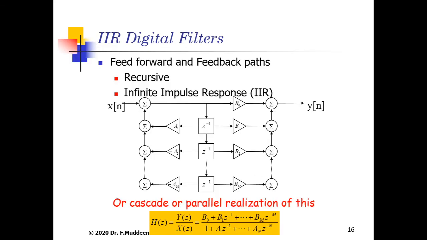So IIR digital filters tend to have both feed-forward and feedback paths because we tend to have recursive solutions and we tend to be reliant on feedback, meaning that we need to have some feed-forward path for feedback to occur. They can be represented in cascade and parallel forms, depending on the type of design, but we tend to leave it in the canonical form in particular.